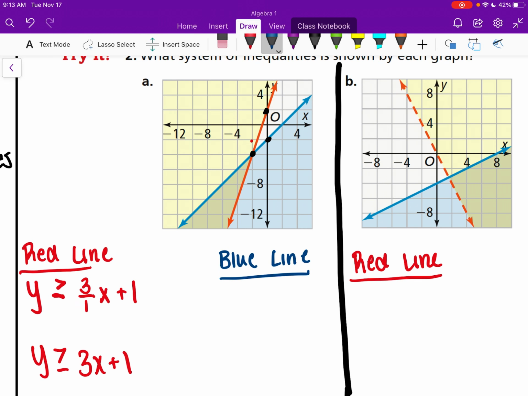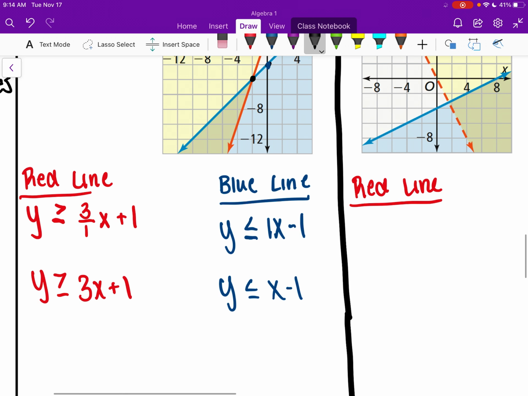Blue line is also a solid line, so we know it's going to be an or equal to, but it is shaded below, so it's going to be a less than or equal to. Let's find our slope. Go up 1 over 1, that's just 1, that'd be 1x. Let's find that y-intercept. Where do we cross that y-axis? It looks like right down here at -1. So that'd be y is less than or equal to x minus 1.